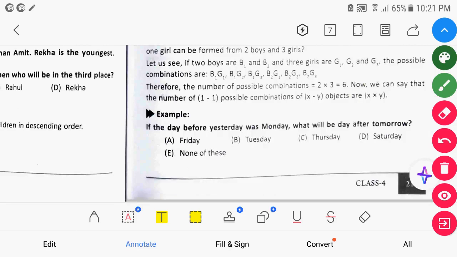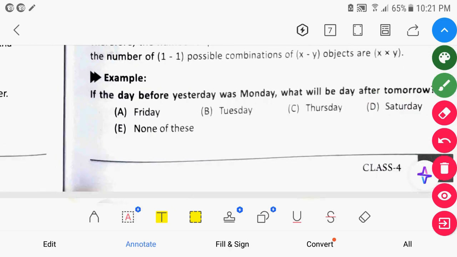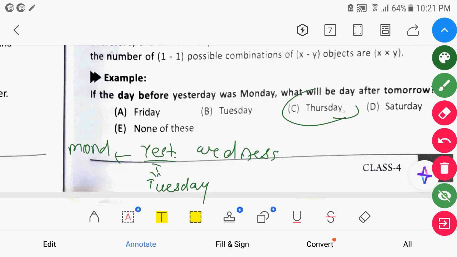Now in the calendar session, questions are related to the weekdays, related to month. For example, if the day before yesterday was Monday, then what will be the day after tomorrow? If we assume the day before yesterday was Monday, so yesterday there was Tuesday, and what will be the day after tomorrow? So tomorrow there will be Wednesday. So day after tomorrow is Thursday. So you have to think like this.